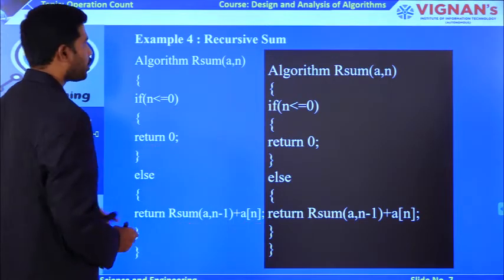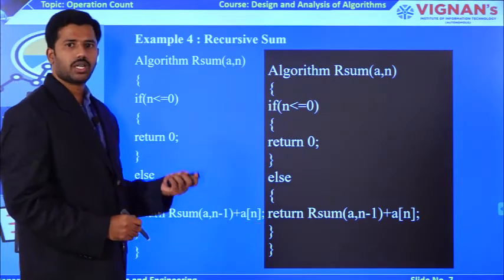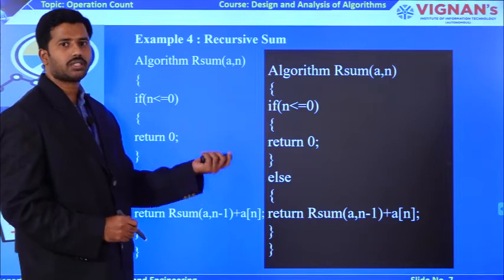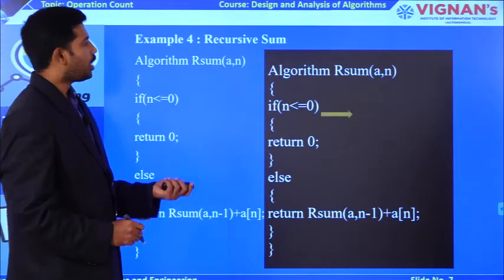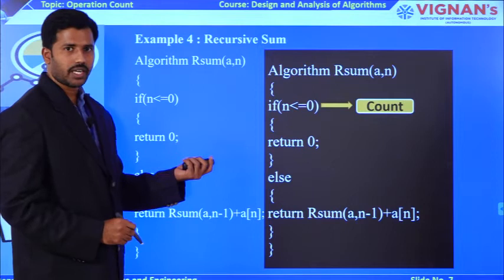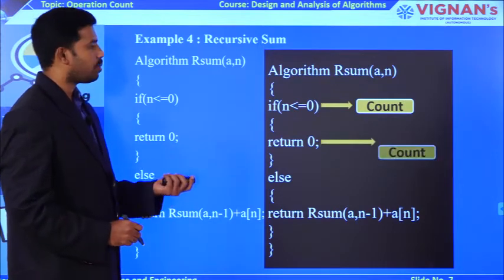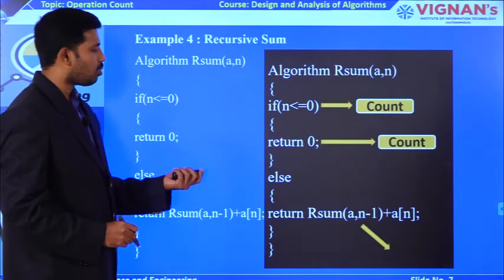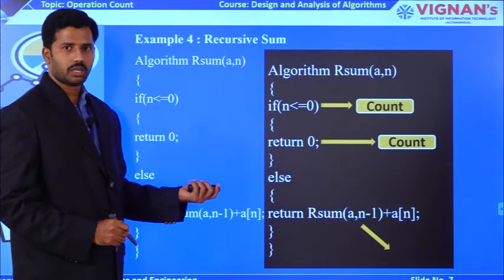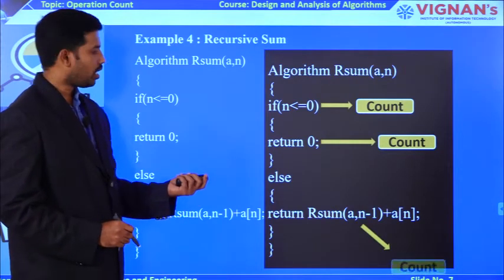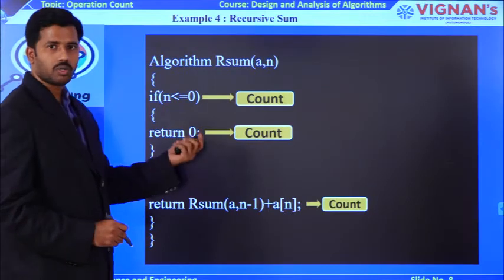Okay. So now you try to focus on how to introduce the count variables for every operation that is available in this algorithm. You require the first count variable for the if condition, the second count variable for return 0, and the third count variable for the else block statement, which is going to be the recursive call. Now you try to focus on how to update these values.